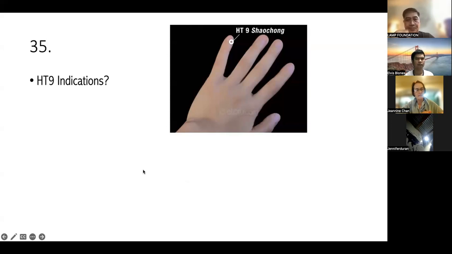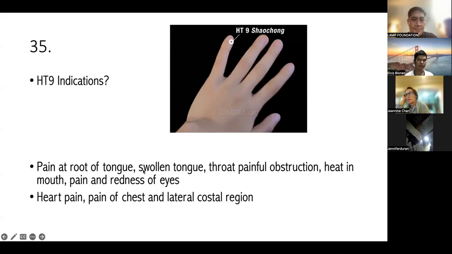Heart 9 is a well or good point. Pain of the throat of the tongue. Yeah. Swollen tongue. Throat painful obstruction. Heat in the mouth. Pain and redness of the eyes. Heat, pain in the chest and lateral costal region. Okay. Actually, it's heart pain.